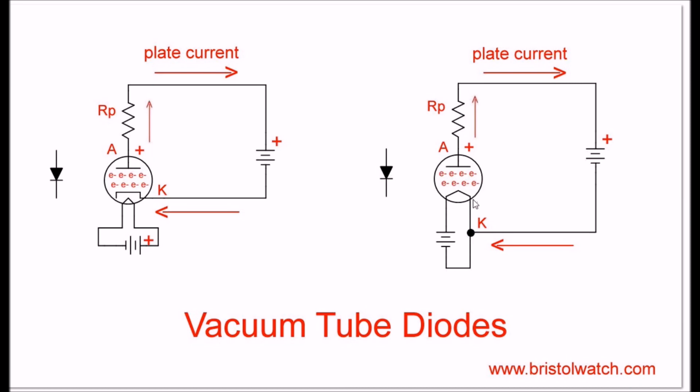This is another version of it where the filament is the cathode. This battery serves no other purpose than to heat up the cathode. Again, you're boiling electrons off into a vacuum. They are attracted to a positive plate, flow through the plate resistor back to the positive terminal of the battery. Now, what happens here is if I reverse the polarity, the plate is negative and the cathode is positive, I will get no current flow because the plate is cold where the negative terminal is, and I can't use any heat to boil electrons off to complete the current flow.